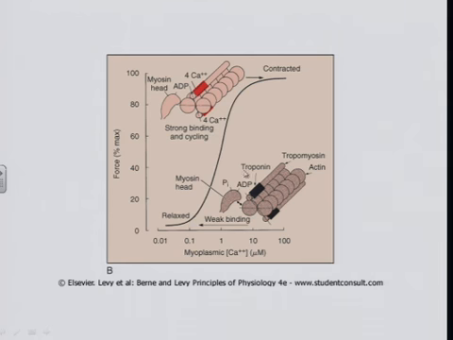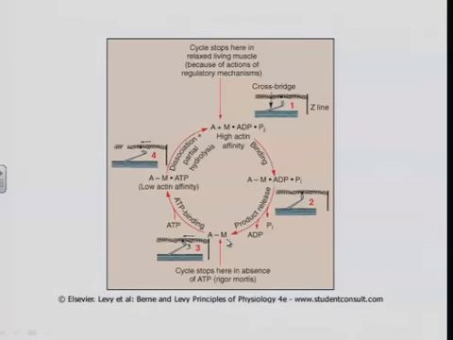And what it's doing is binding things here, binding here, and pushing this away from this head group so that it can interact. Otherwise, it has a weak interaction. Once it has that strong interaction, it can pull.